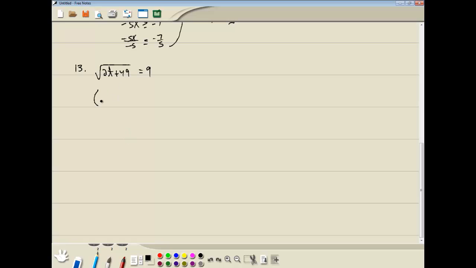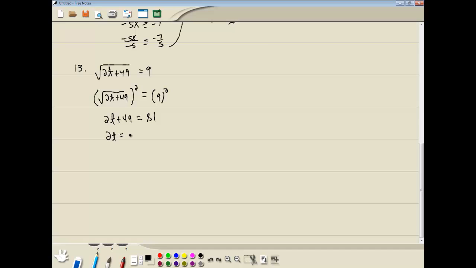So our second step, raise both sides to a power equal to the index. When you got a square root, then your index is automatically 2. So we're going to square both sides. When your index matches the power you're raising it to, they're going to cancel each other away and leave you what's underneath the radical. So you got 2t plus 49 equals 9 squared is 81.